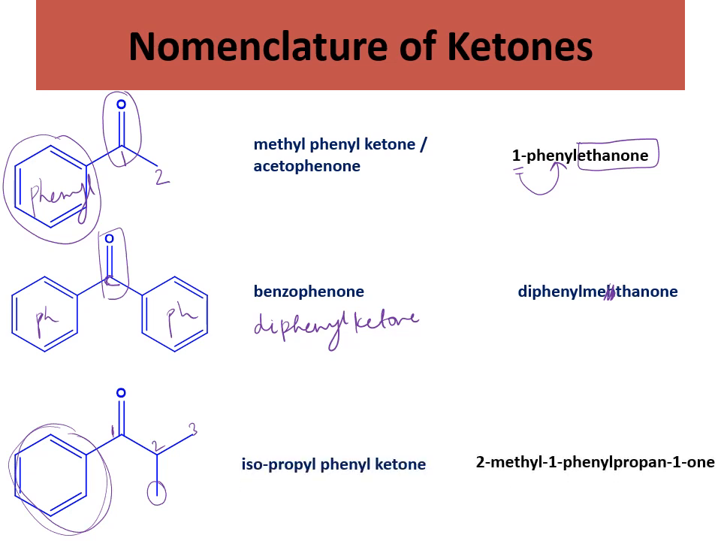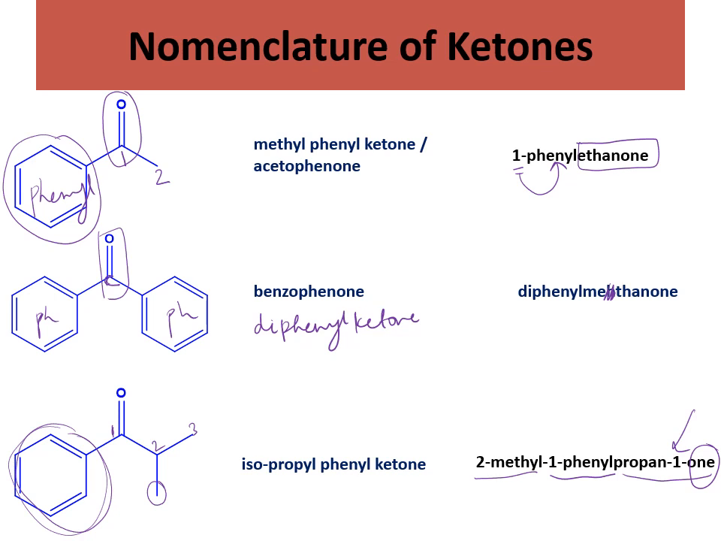The name will be 2-methyl. On the second carbon we have a methyl, 2-methyl, and on the first carbon we have phenyl, 1-phenyl, propane-1-one. The C double bond O is also present on the first carbon, so you mention the position of that as well, which is also 1. So 1-one. 2-methyl-1-phenylpropan-1-one.